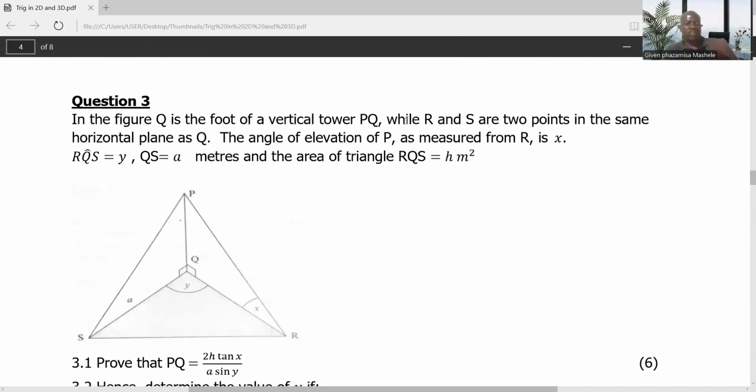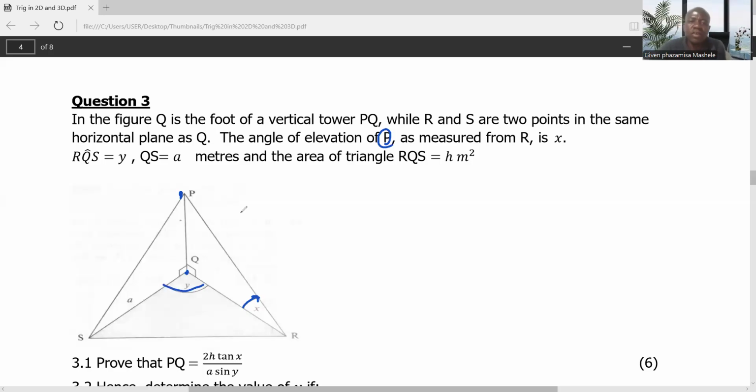Okay, question 3. What do we have? In the figure, Q is the foot of the vertical tower PQ, while R and S are two points in the horizontal plane. The angle of elevation of P measured from R is X. So we're given this angle here, it's X. And the angle QRS is Y. This angle here is Y. Then QS is A. They told us that from Q to S is just 8 meters.